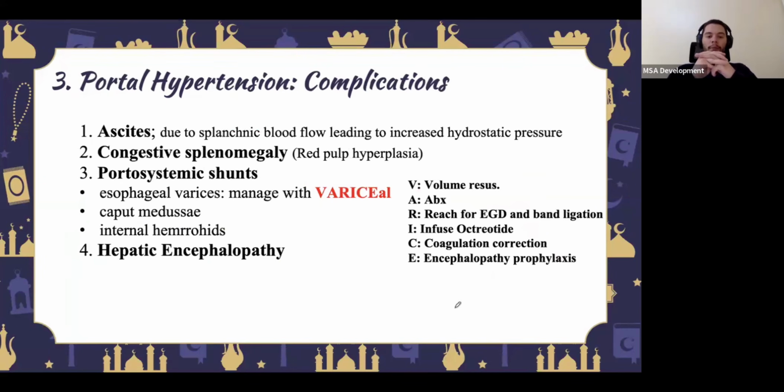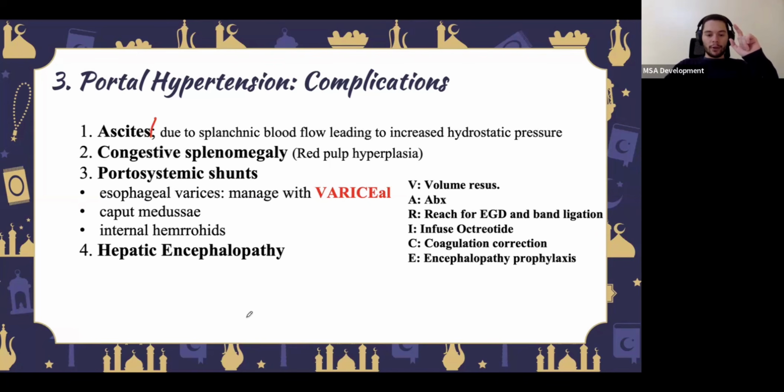Now, let's move the discussion to the complications of portal hypertension. Now, there are many more complications than this, but I chose a couple that I feel are the highest yield. Starting with ascites. Ascites, as we all know, is increased fluid in your peritoneal cavity. Fluid shouldn't be there, but if you have more fluid in your peritoneal cavity, that is referred to as ascites. And we're going to take a look at the pathogenesis in a bit. Then you have congestive splenomegaly.